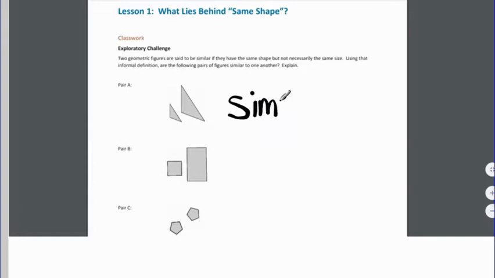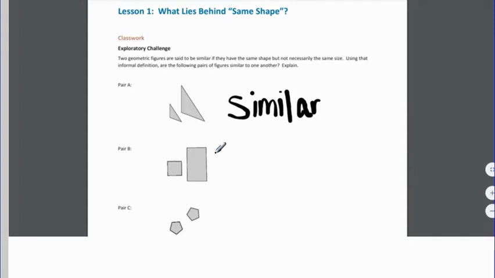So the first one is similar because it is the same shape. They're both the same type of triangle, but one is smaller than the other. So that means they're not congruent or equal, they're similar. They're not congruent, they're just similar. If they're congruent, they're the exact same shape and the exact same size. So you have three options. You can write similar, you can write congruent, or you could write neither, okay?